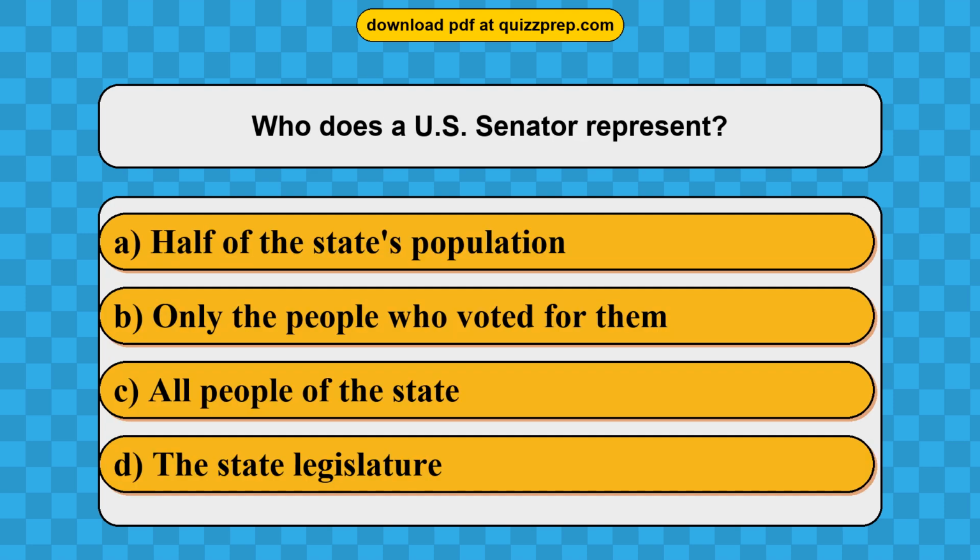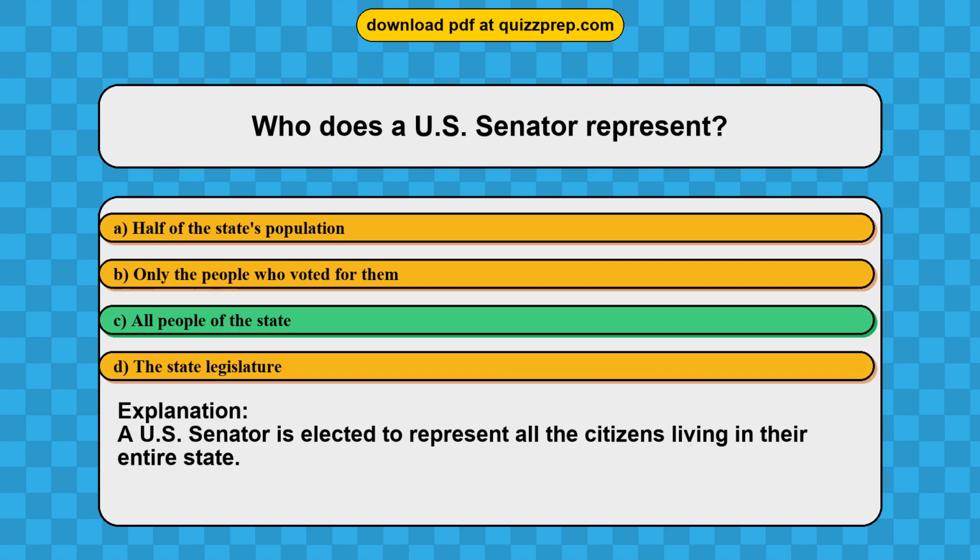Question 27. Who does a U.S. Senator represent? Option A. Half of the state's population. Option B. Only the people who voted for them. Option C. All people of the state. Option D. The state legislature. The correct answer is option C, all people of the state. A U.S. Senator is elected to represent all the citizens living in their entire state.